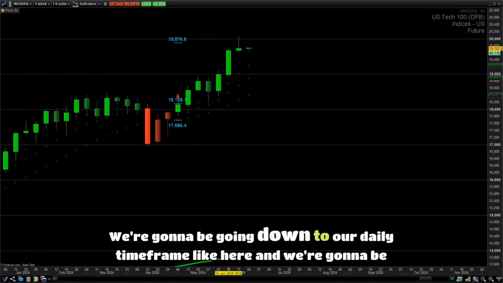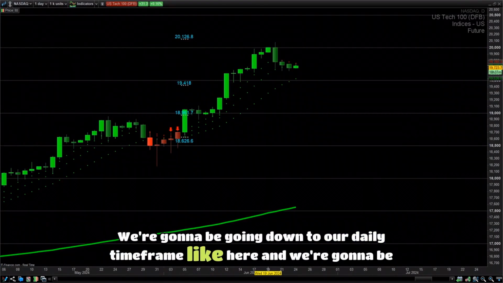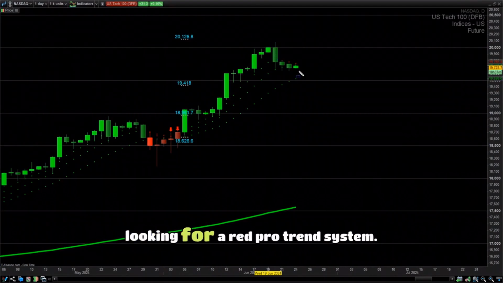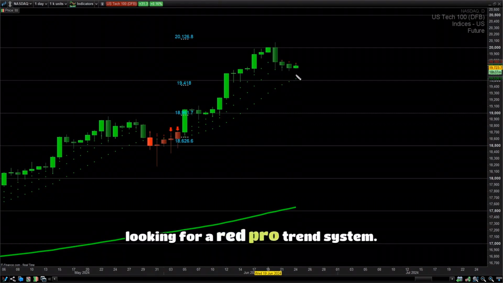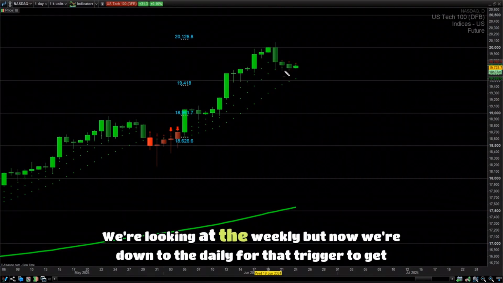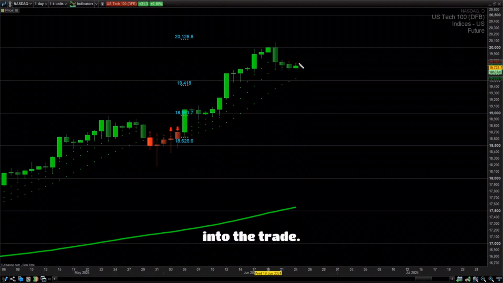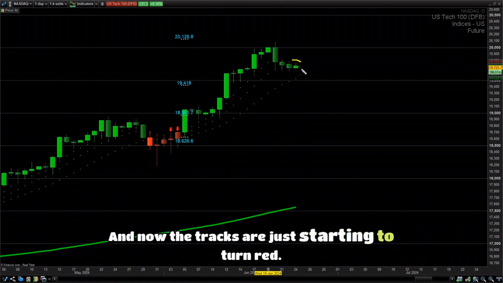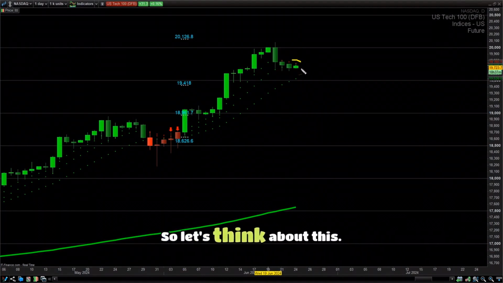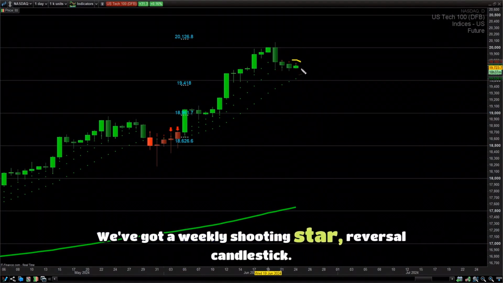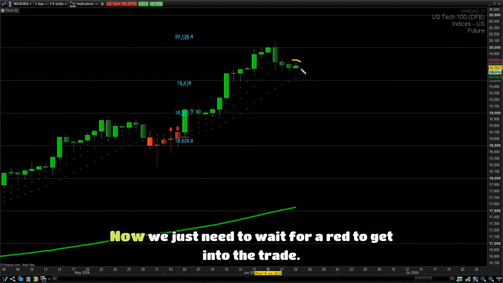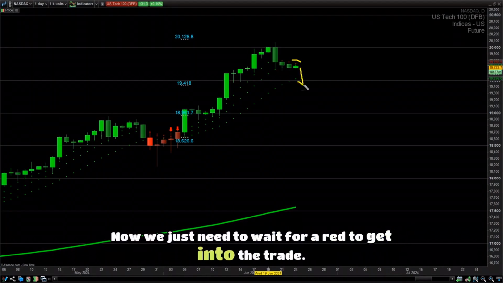We're going to be going down to our daily time frame like here, and we're going to be looking for a red Pro Trading System. Okay, so we're still green here. We're looking at the weekly, but now we're down to the daily for that trigger to get into the trade. And now the tracks are just starting to turn red. So let's think about this. We've got a weekly shooting star, reversal candlestick. Now we just need to wait for a red to get into the trade.